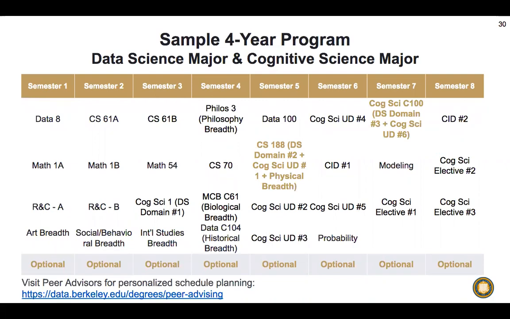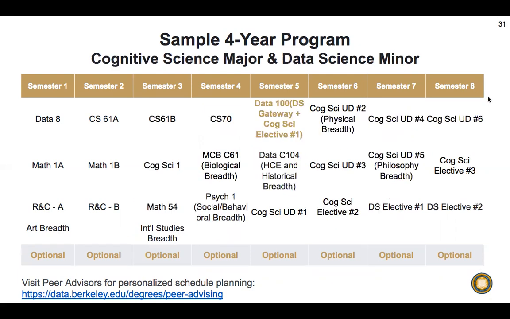And now on to the data science major and cog-sci double major. We see that for this plan, the data science major and cog-sci double major has a lot of overlap, surprisingly. And we see that you can declare both majors pretty soon, by your 3rd semester. We also see that some of the overlaps are Data 8, Math 1A, and CS 61A. And since it's a double major, we can have 2 upper div courses overlap. In this example, we chose CS 188 and Cog-Sci C100.